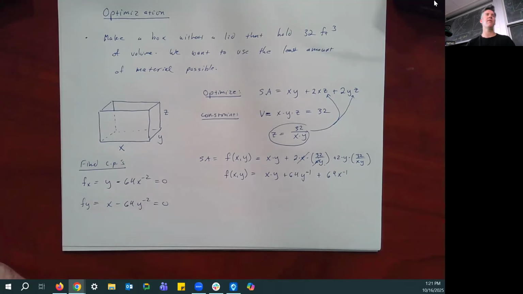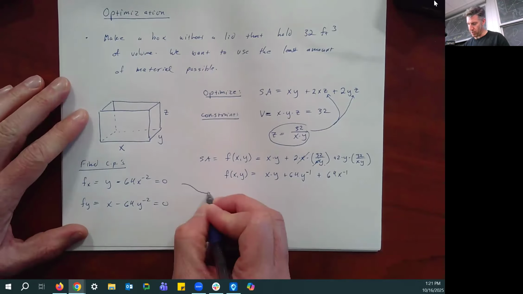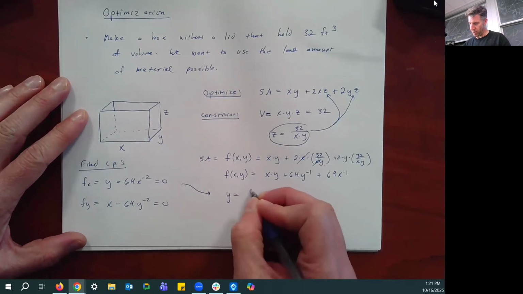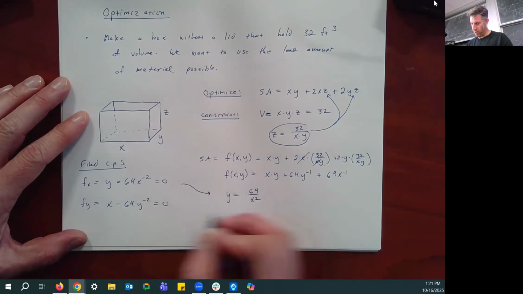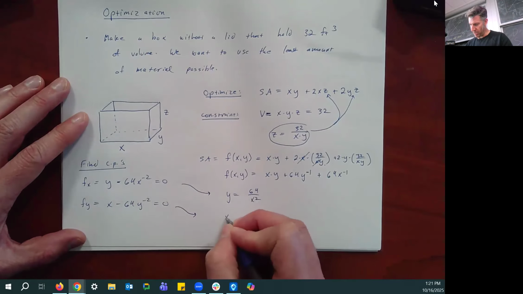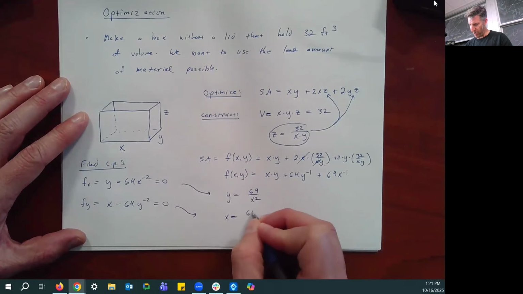Solving this is not my favorite. I know I can solve this in a kind of long, protracted way. I'm trying to think if there's a faster way to deal with this. I don't think there really is. So here's what I would probably do. I would write this one as y equal to 64 over x squared, and this one as x equal to 64 over y squared.